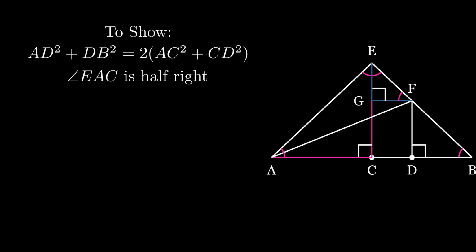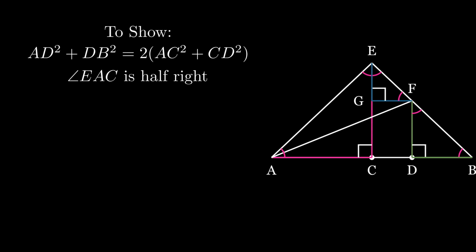Now angle FDB is a right angle. Angle FBD is half of a right angle, therefore angle DFB is half of a right angle. And again, we've got an isosceles triangle with triangle FDB, and therefore FD is equal to DB. We are now ready to apply the Pythagorean theorem to what we have.